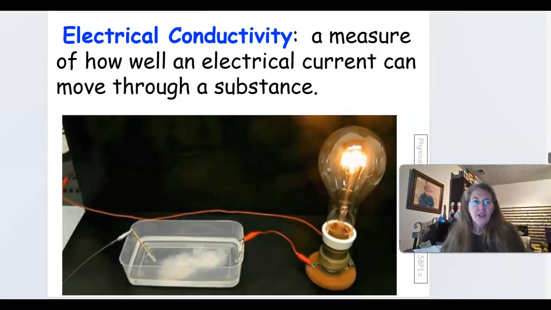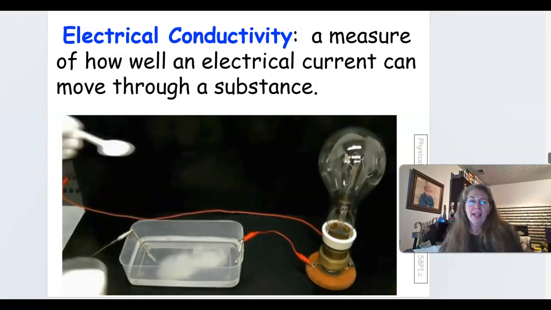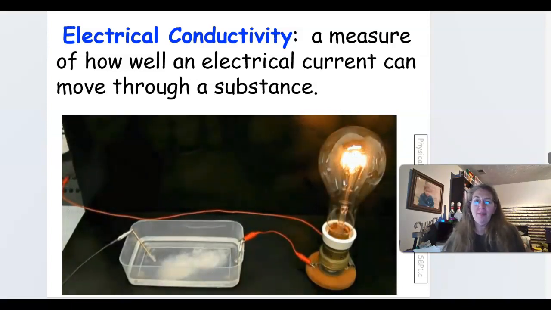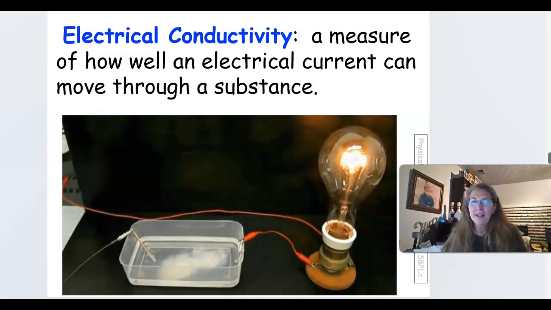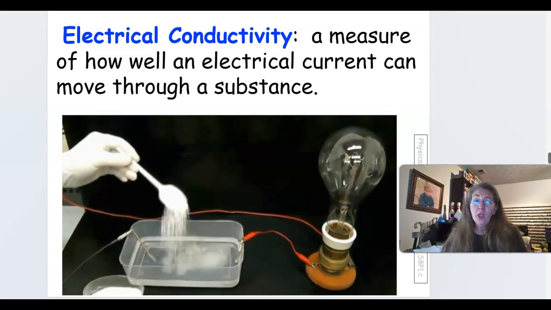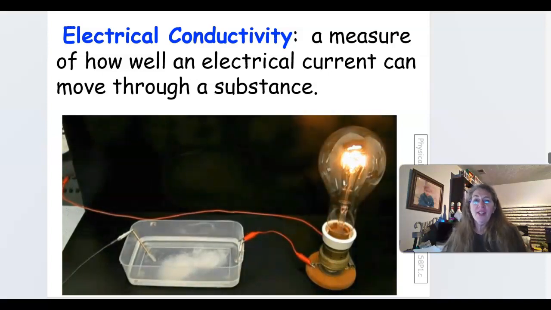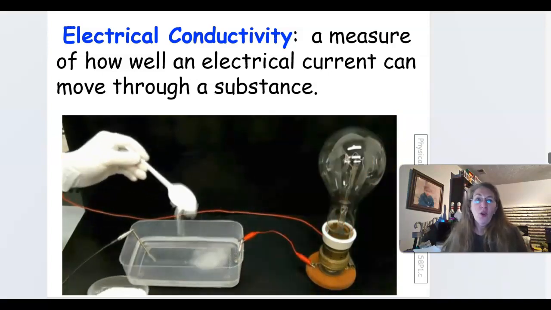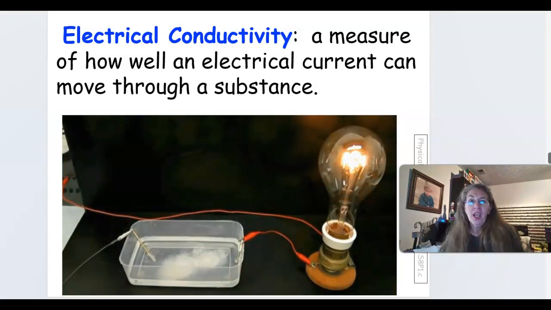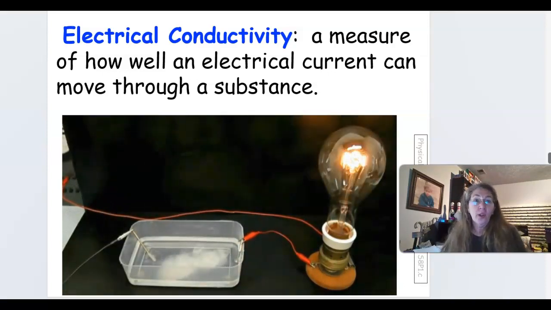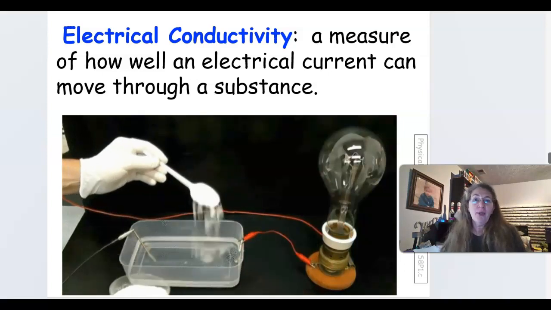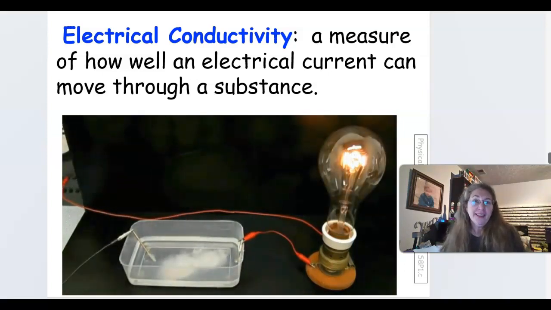The next physical characteristic that your book talks about is electrical conductivity. And that's how well a current can go through a substance. We have 2 types of substances that we'll talk about later on. One is a conductor. That means it easily transmits electrical current or heat. And those examples would be metals.